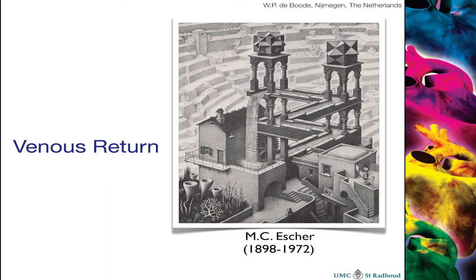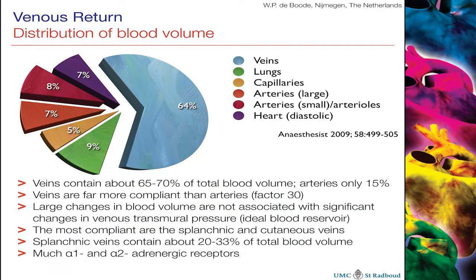Another concept I would like to introduce is the venous return. I got very interested in this because it was quite new for me. I didn't realize that most of the blood volume is on the venous side. About 60 to 70% of blood is in the venous side, and the arteries only contain 15% of total blood volume. There's a factor of 30 more compliance in the veins than in the arteries.